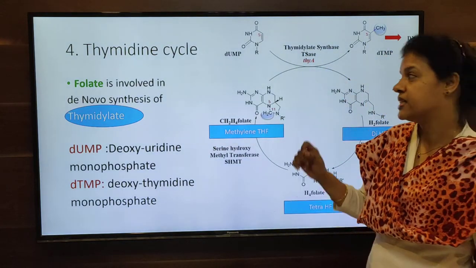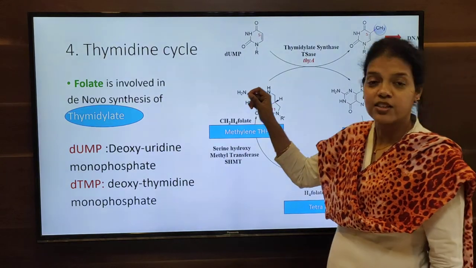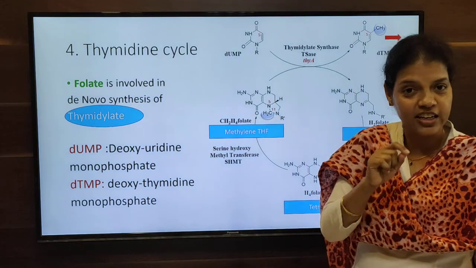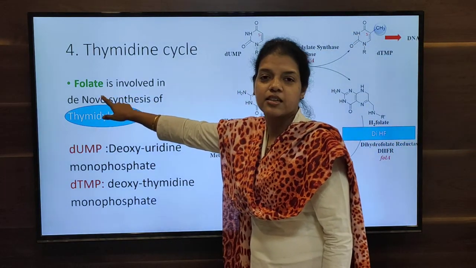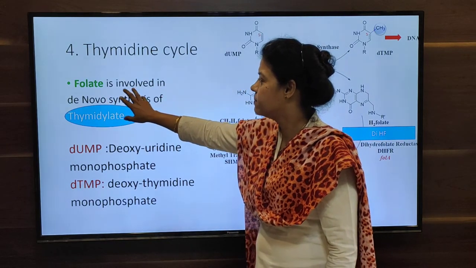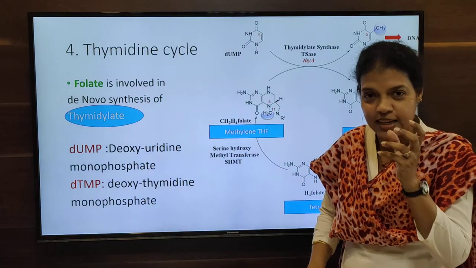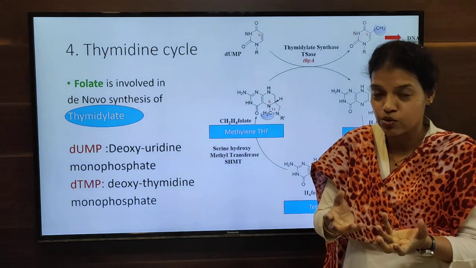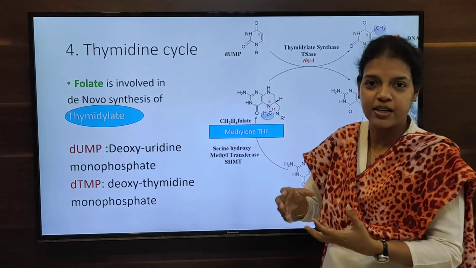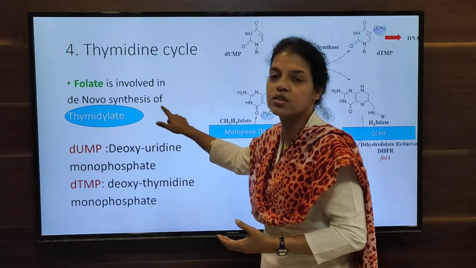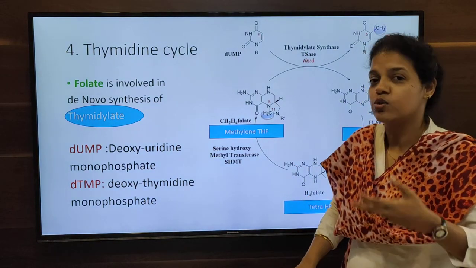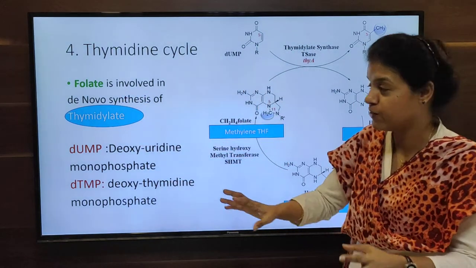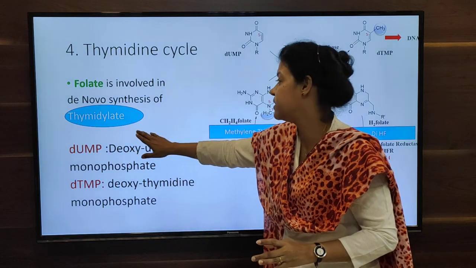The next is the thymidine cycle. Thymidine is another key amino acid. And along with other functions, this has a very interesting function where it brings the role of folate in the synthesis of DNA. Now, folate is not directly related to synthesis of pyrimidine, which is our nucleic acid base, which is in the DNA. It indirectly plays a role by being involved in the de novo synthesis of thymidylate. What is de novo? You start from the beginning, a fresh synthesis of thymidylate. So that is the role of folate. The green leafy vegetable is involved in de novo synthesis of thymidylate.